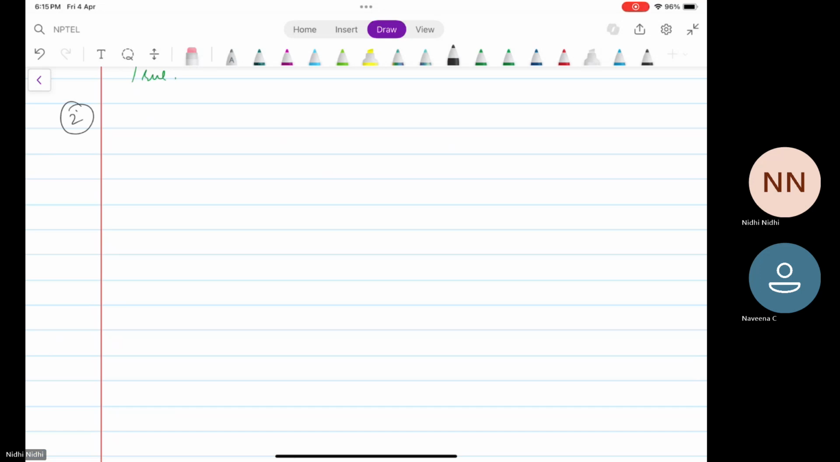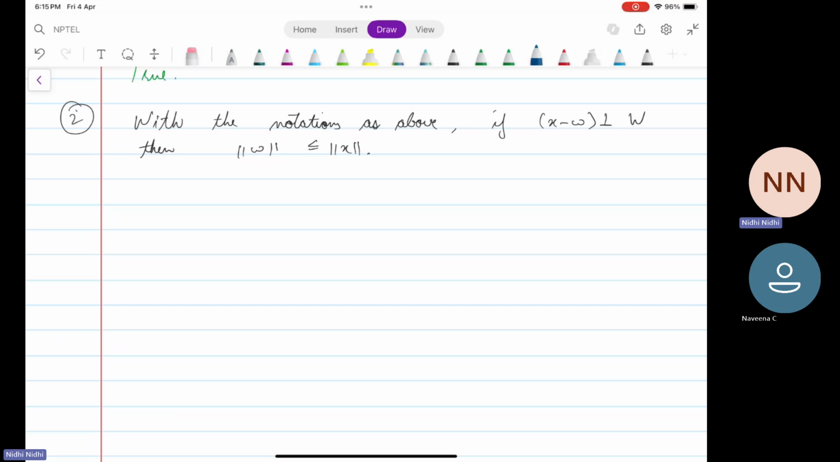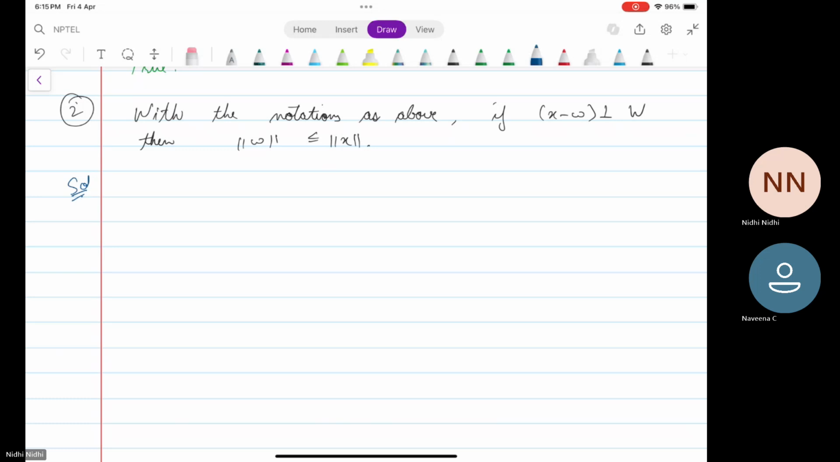With the notations as above, in the previous question, if x minus w is perpendicular to w, then norm w should be less than or equal to norm x. So let's see if this is true or false. We are given that x minus w is perpendicular to w.